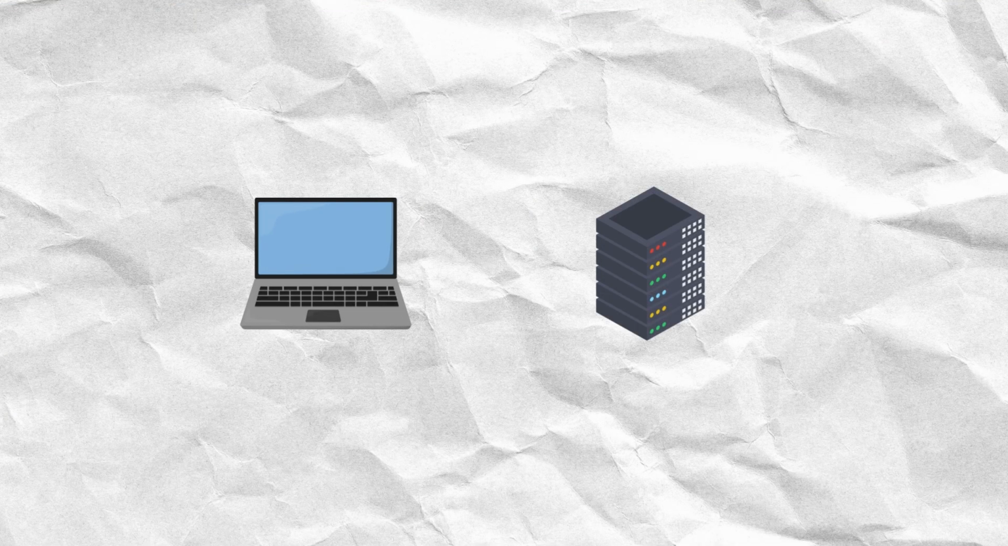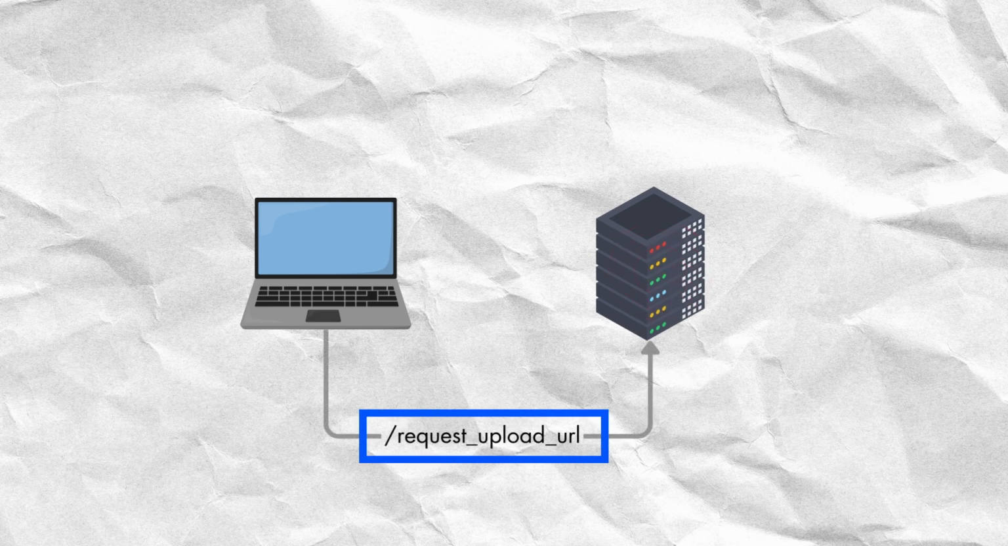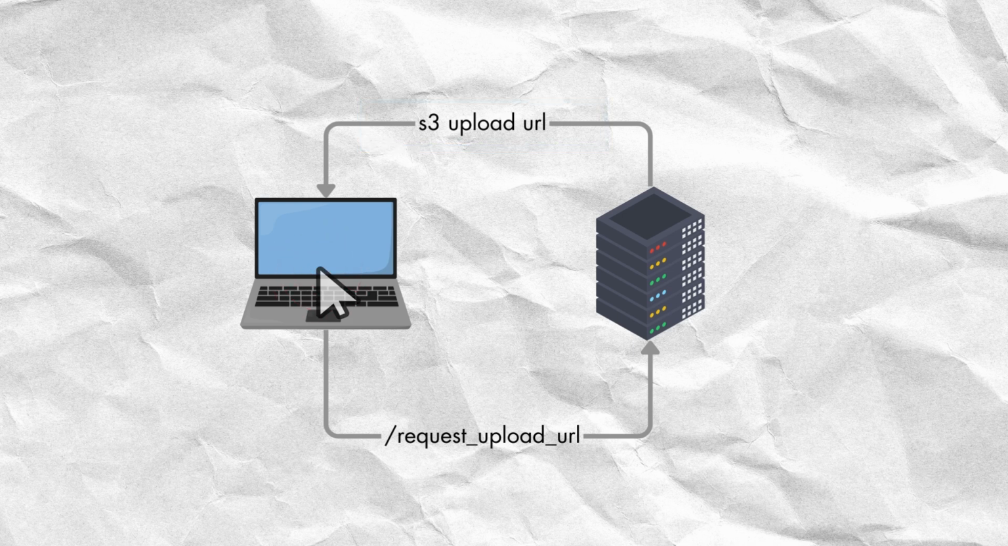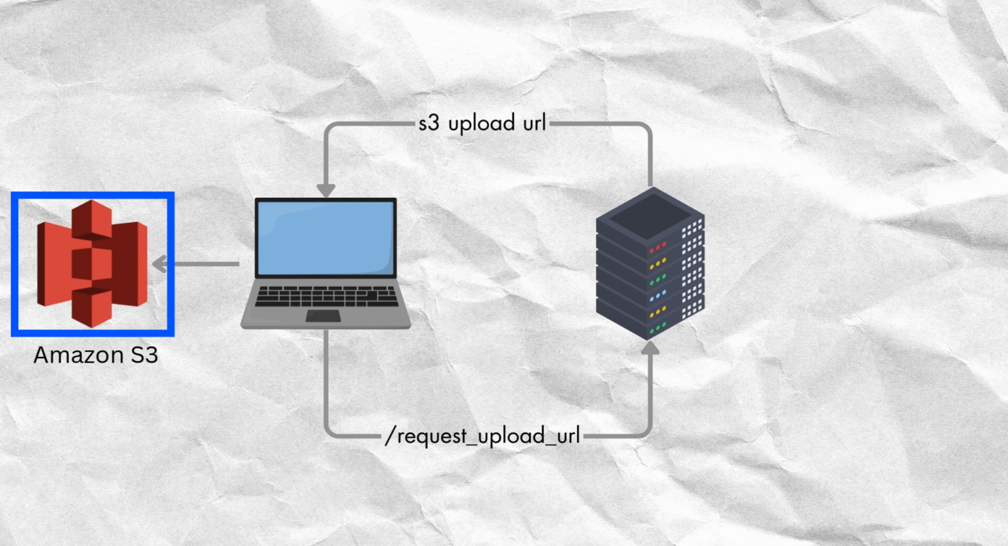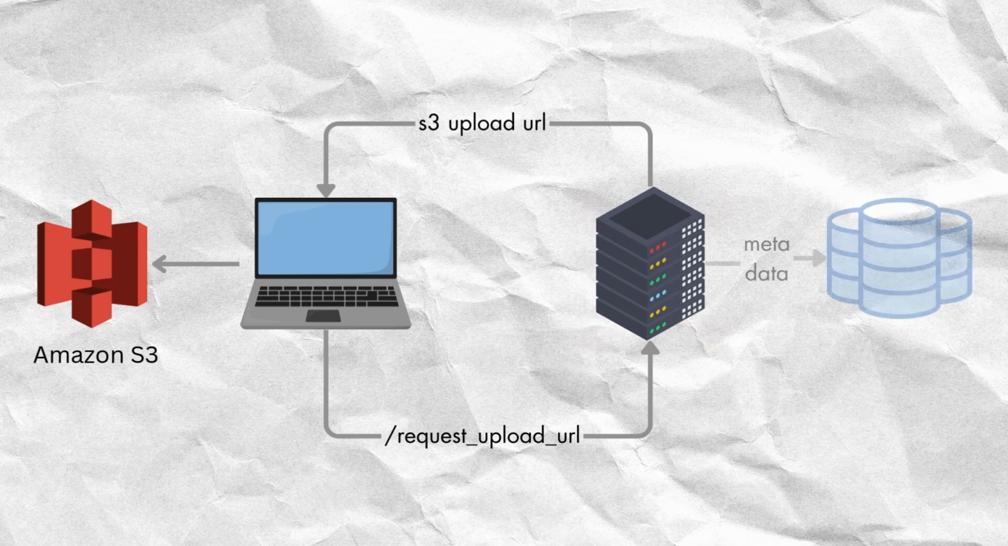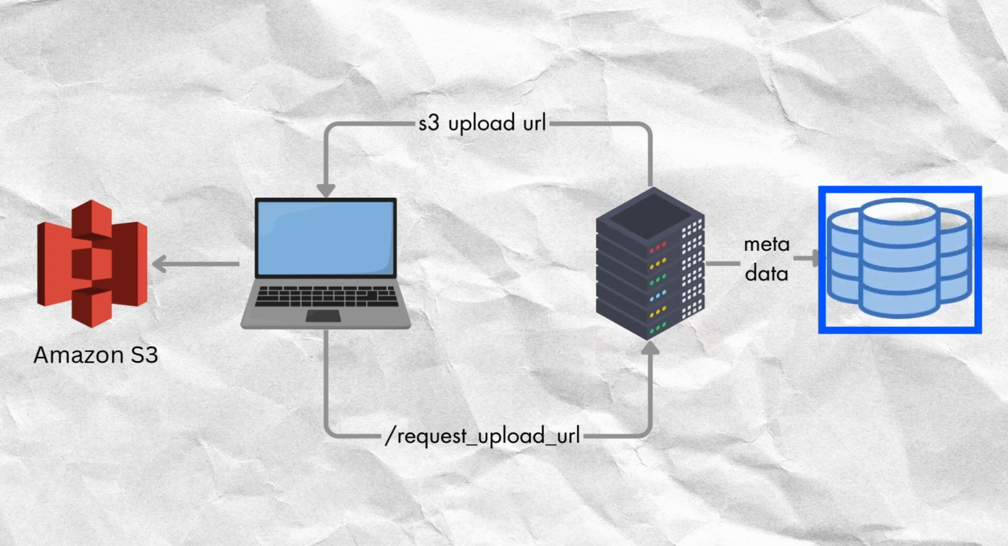And with that in mind, this is how the backend will handle file uploads. When a user requests to upload a file, their client will access an endpoint on the backend server that I'm building, which is going to be called request upload URL. This endpoint will generate a unique S3 signed URL and return that back to the client. The client will then use that signed URL to directly upload the user's file to S3, meaning that users' files no longer have to go through the backend server. We'll also store some metadata about the file that was uploaded into an SQL database that our server will connect to.